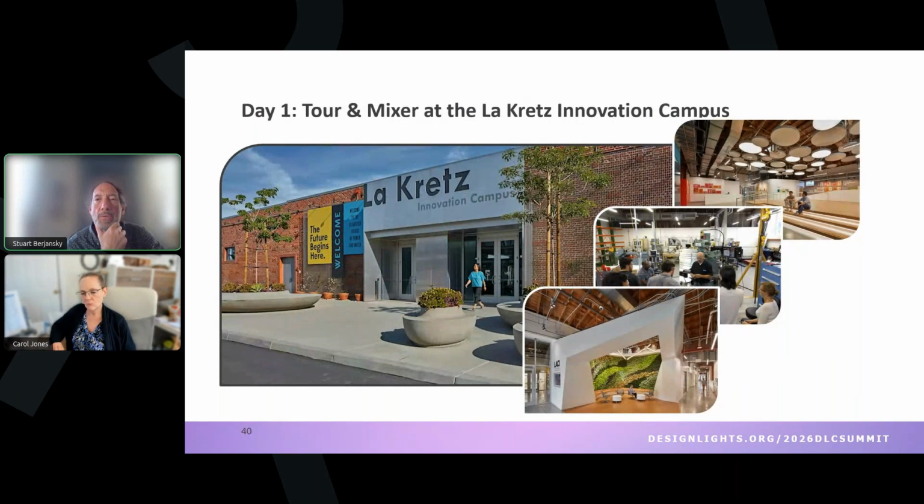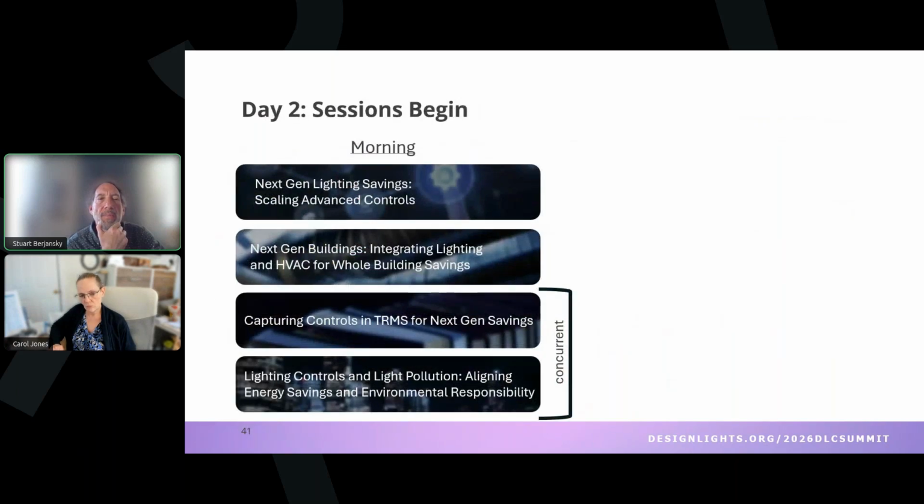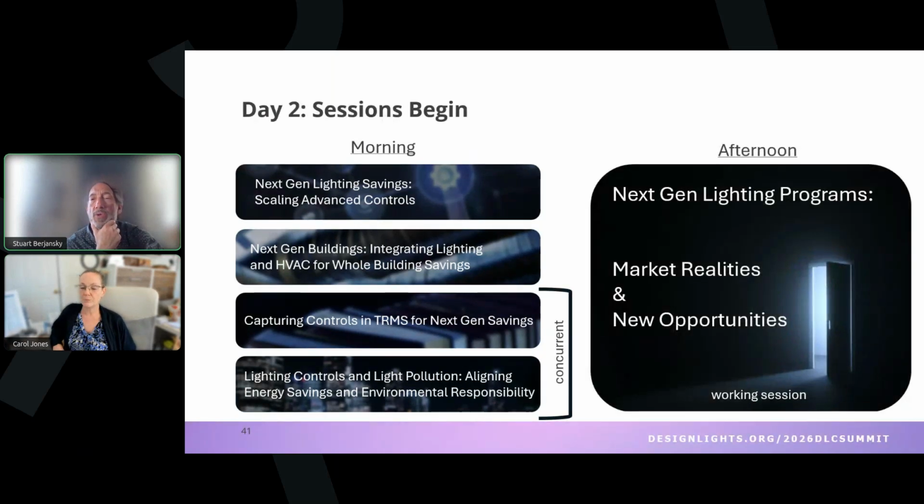And then on the second day, we've got an agenda which you'll be able to get more detail on on our website. But it's going to focus around advanced controls, around the integration that we talked about today, and then also what savings look like in the future. And then we're also going to be talking about light pollution and controllability of lights and how those all play together, the impact that they all have. And then in the afternoon, we'll have a breakout working session in small groups where we can look at identifying the market realities and new opportunities.